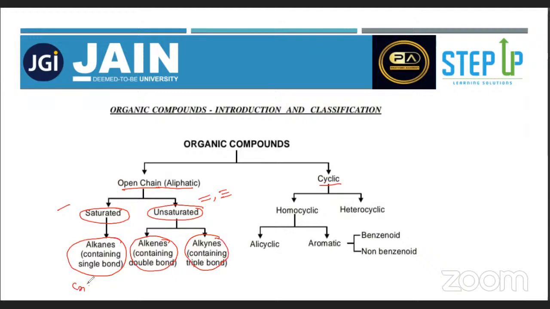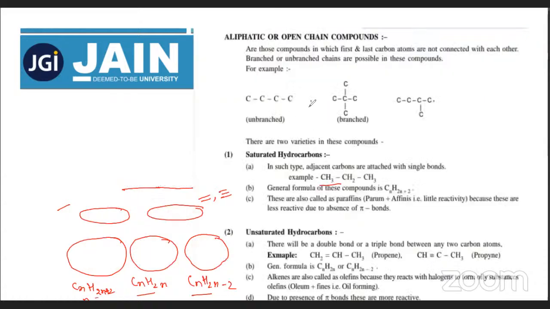The general formula for alkanes is CnH2n+2, for alkenes CnH2n, and for alkynes CnH2n-2. When substituting the n value, for alkenes and alkynes n starts from 2 onwards, and for alkanes n can be 1, and then it can go further.